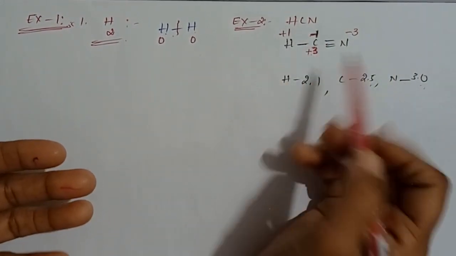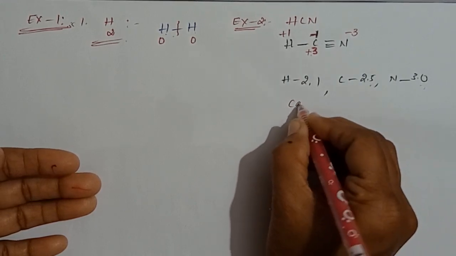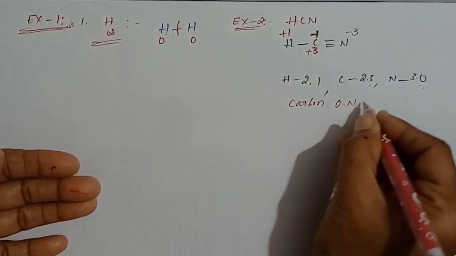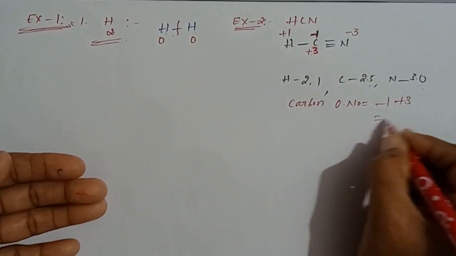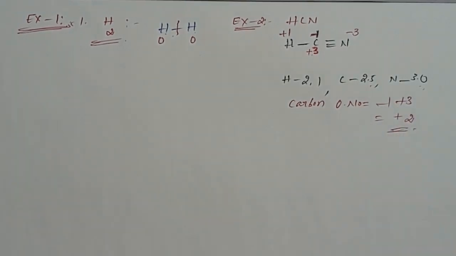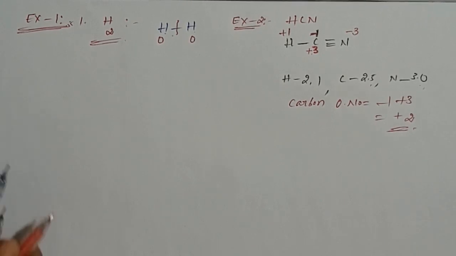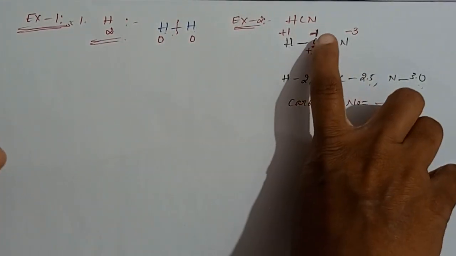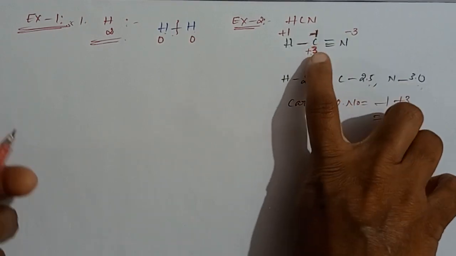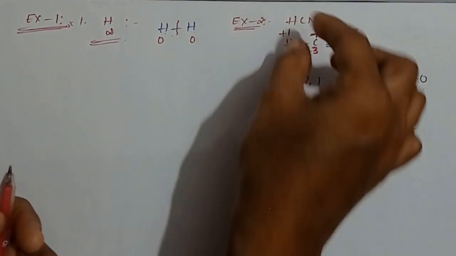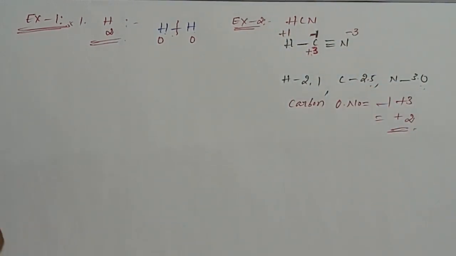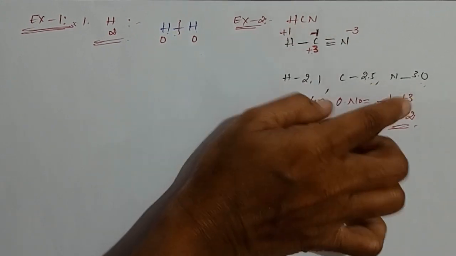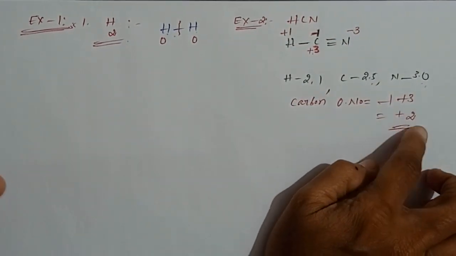Understanding, students? So that means here the carbon oxidation number, how much, students? Here -1 +3. So what is the carbon oxidation number, students? -1 +3, how much? +2. Clear? So the carbon oxidation number is +2. So here it is showing the two oxidation numbers, -1 and +3. Not average, just take -1 +3, which is 2. Only one atom is there, so you have to take -1 +3, +2 oxidation number.